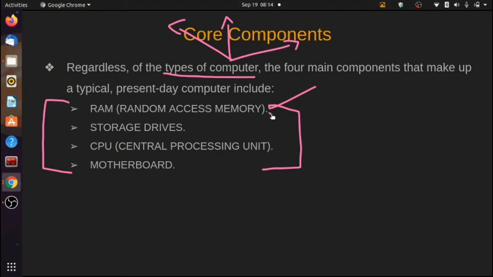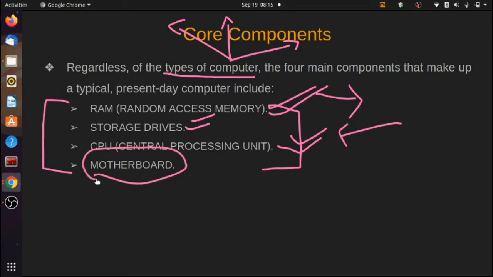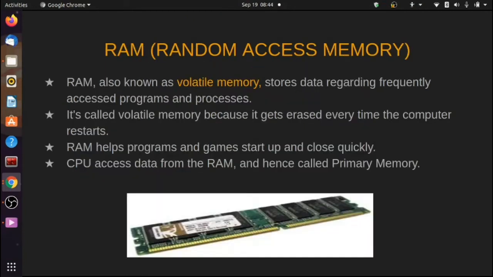RAM, which is also known as random access memory, which is used for temporary storage of data. And then we have something known as a storage drive, which is used for the permanent storage of data. And then we have something known as a CPU, which is like the brain of a computer system. And then we have the motherboard, which is like the connector of the overall computer system.